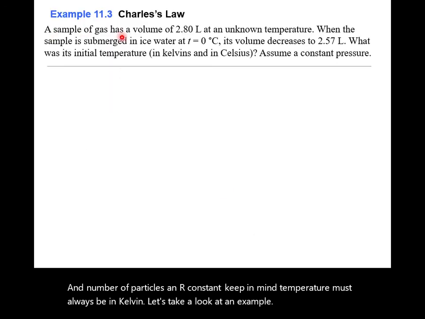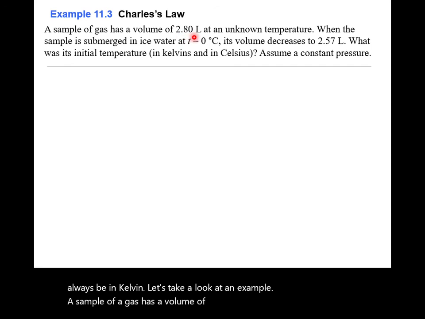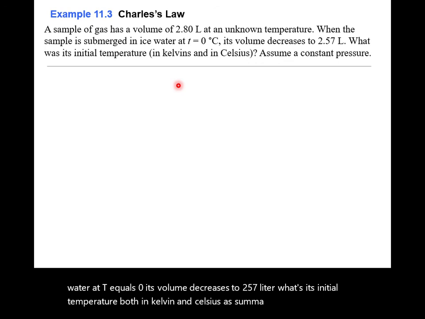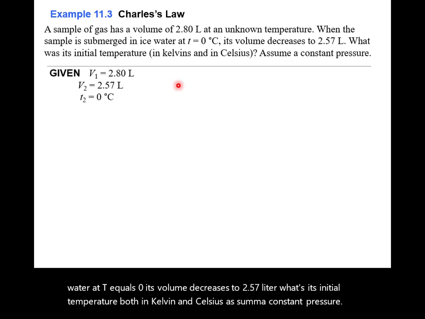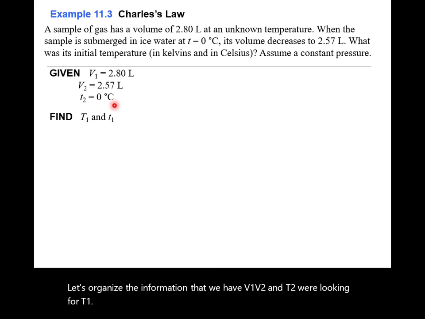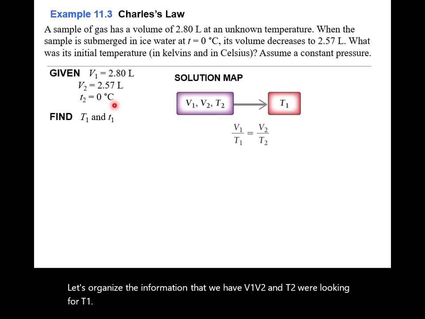A sample of a gas has a volume of 2.8 liters at an unknown temperature. When the sample is submerged in ice water at T equals 0, its volume decreases to 2.57 liters. What's its initial temperature, both in Kelvin and in Celsius? Assume a constant pressure. Let's organize the information that we have. We have V1, V2, and T2. We're looking for T1. So I'm going to use Charles' law.